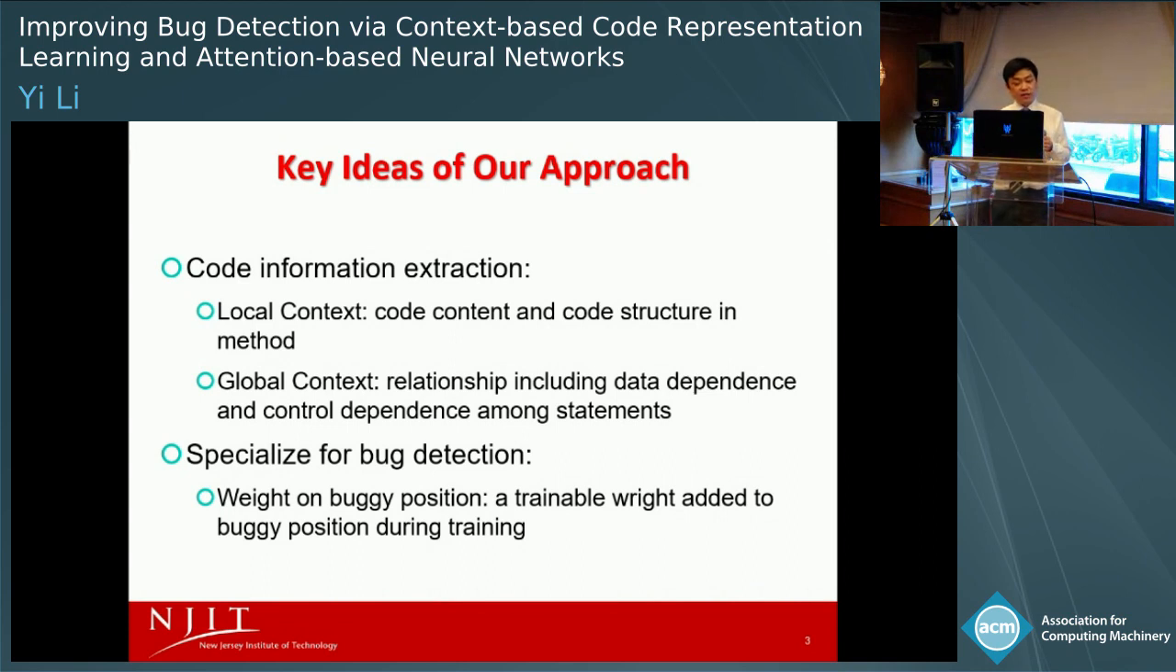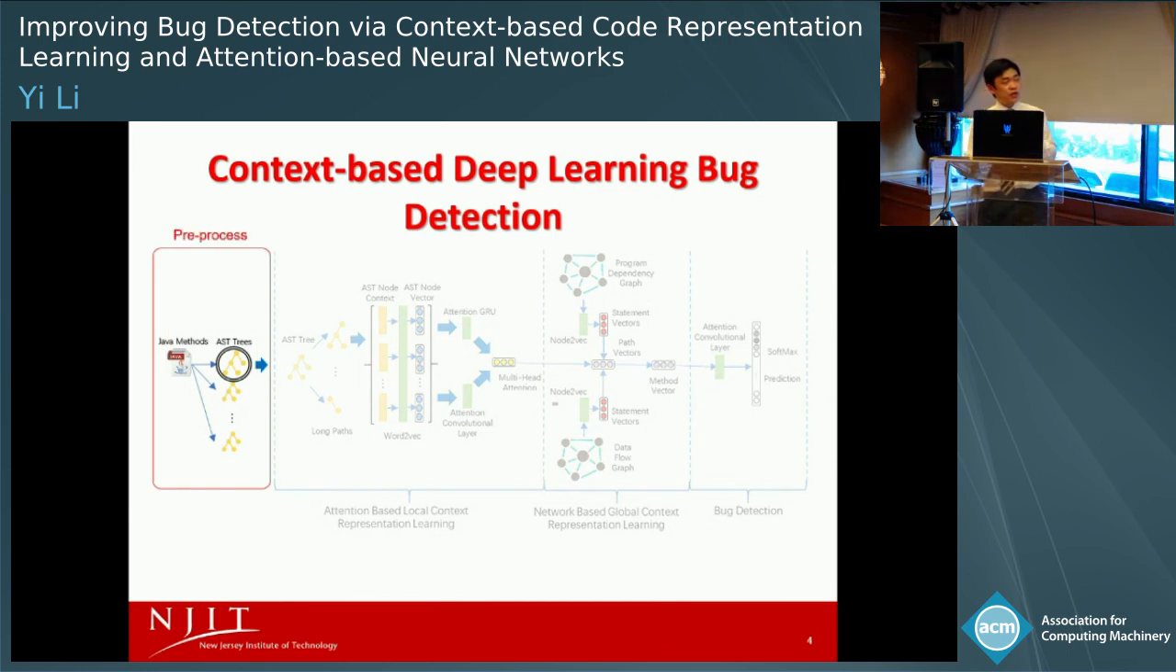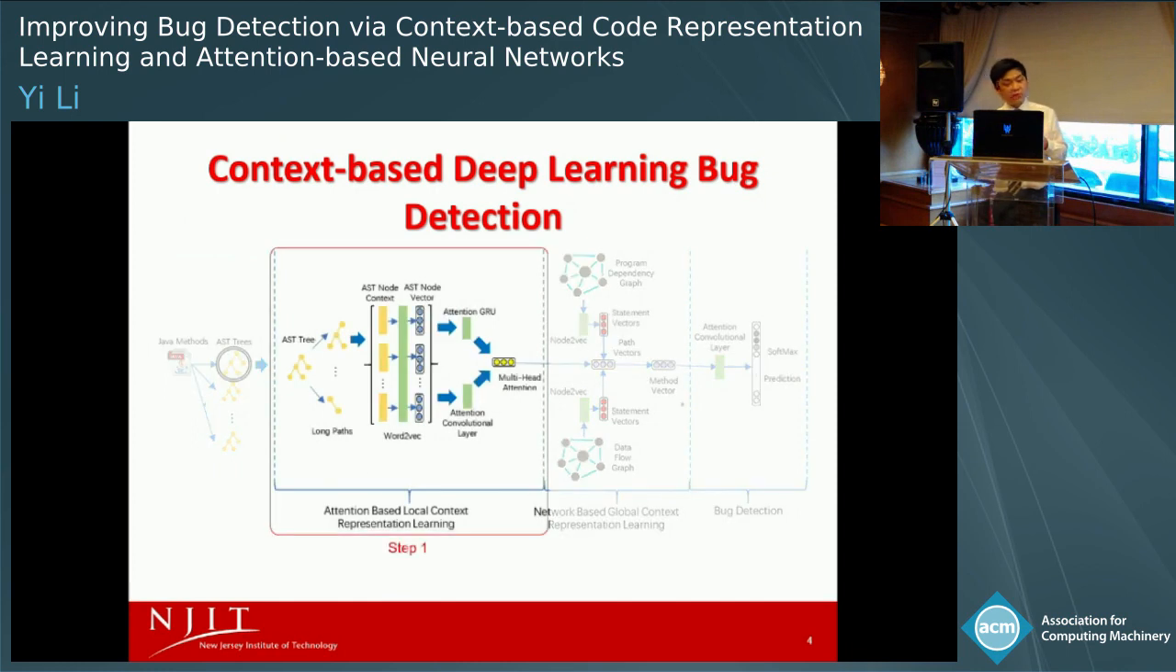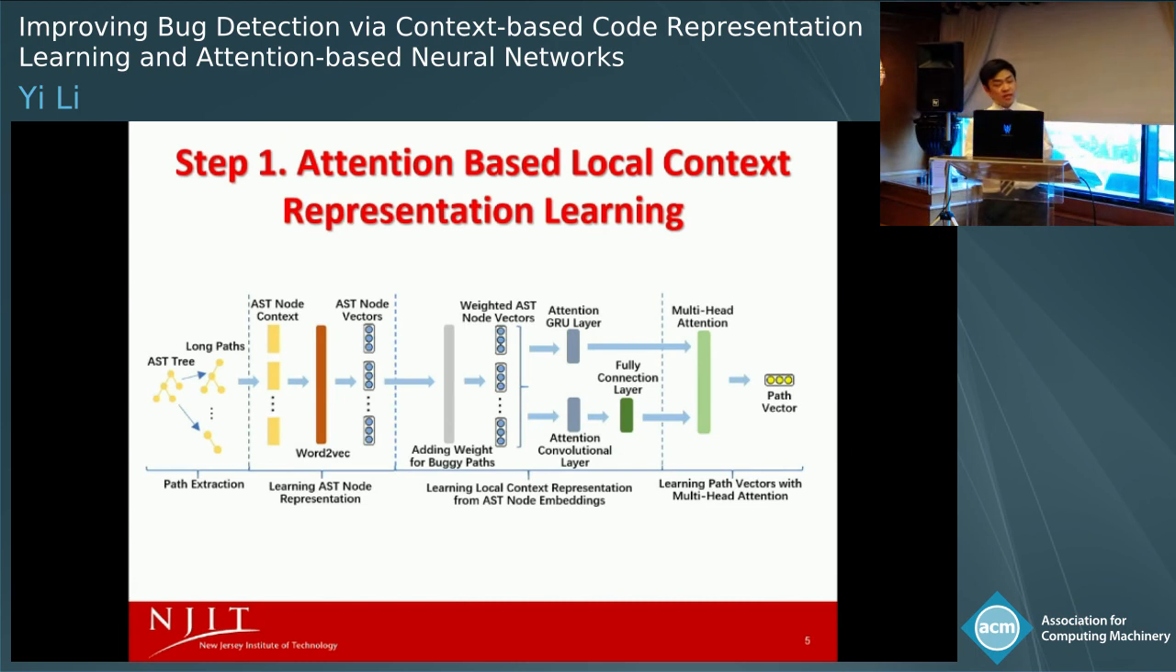Based on these key ideas, we came up with our whole approach. It looks a little bit complex, but I will explain it one by one. At first, we do the pre-processing. We transfer each Java method inside the incoming Java project into an AST tree, and then we have a list of AST trees. After having this, we come to our first step, which is the attention-based local context representation learning. In this step, it mainly has 4 small sections. It looks a little bit complex, but I can explain it more easily.